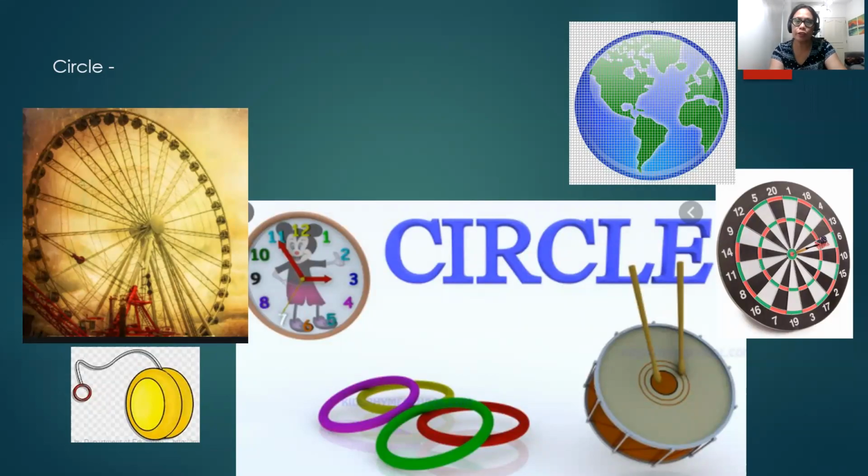Hi everyone. Today I'm going to discuss circle and its parts. The circle is one of the most common geometric figures of all. It's very simple. This is just a set of points which are all the same distance from a given point. However, it is also a highly complex math concept.